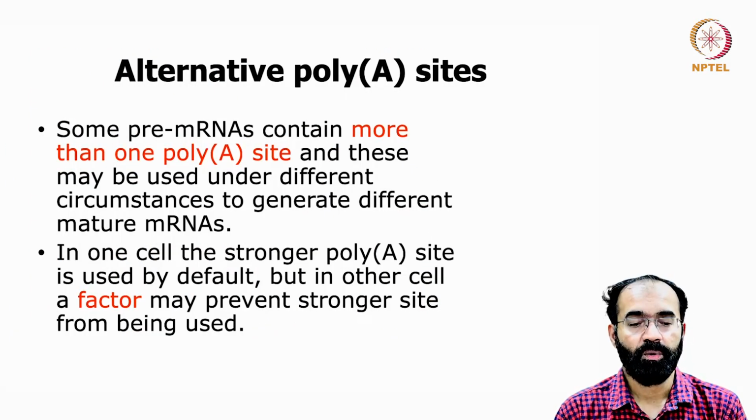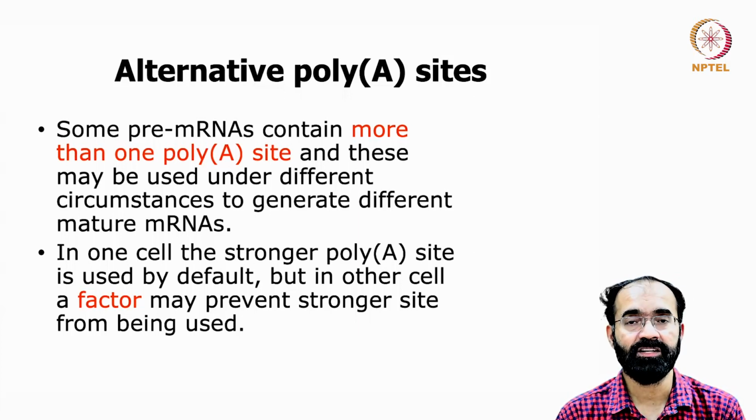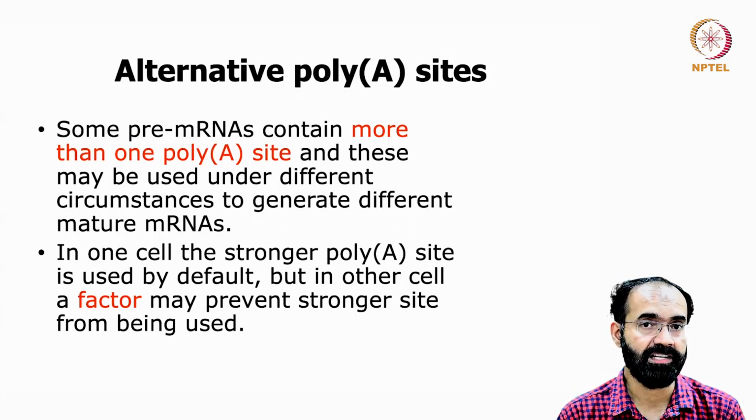So what are alternative poly-A sites? Same pre-mRNA contains more than one poly-A site. Poly-A site we know, AAUAAA. So this is the poly-A site based on which the poly-A polymerase will decide from which area onwards it should start adding the poly-A tail. So it is basically an identification mark also for the endonuclease around 16 to 18 base pair downstream of the poly-A site. There will be a cleavage and the RNA will be released, which will be acted upon by the poly-A polymerase.